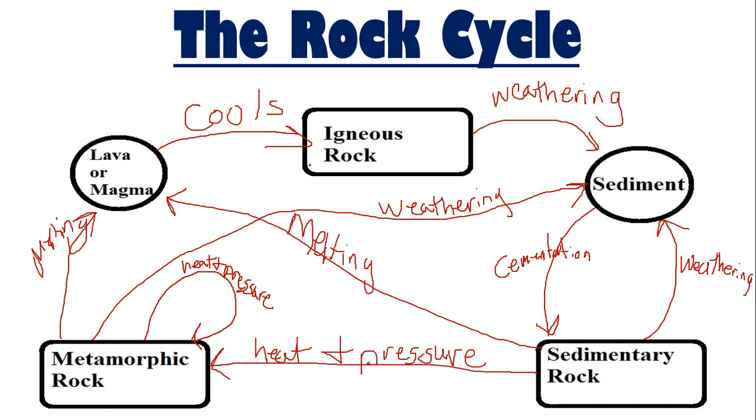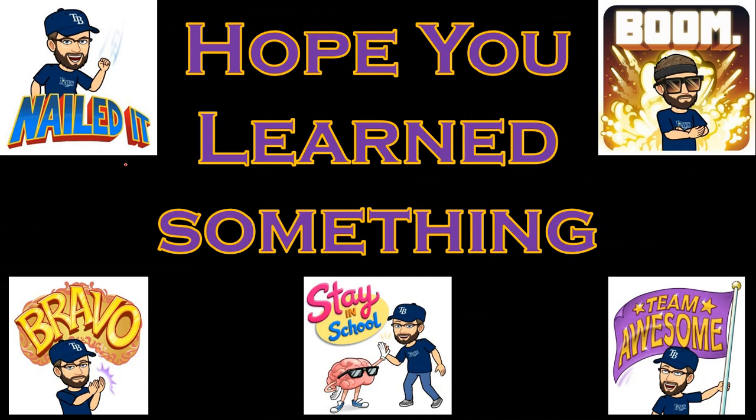I mean, technically, an igneous rock can become lava or magma again if it melts. Right? Sediment can become lava if it's melted as well. All this stuff happens. But that's the rock cycle.